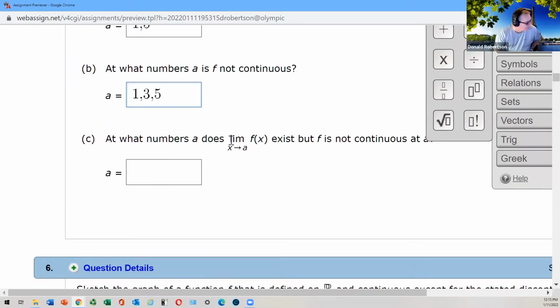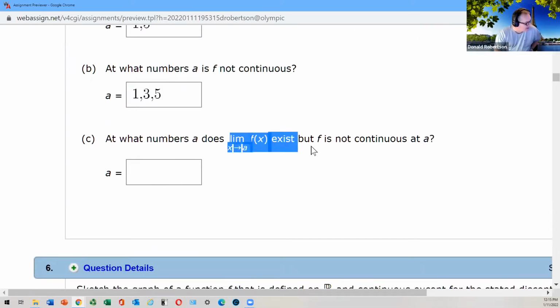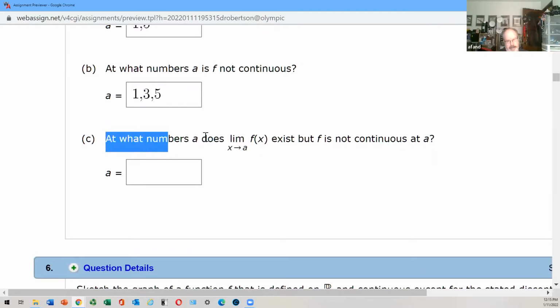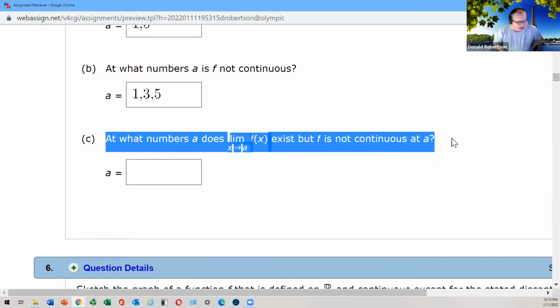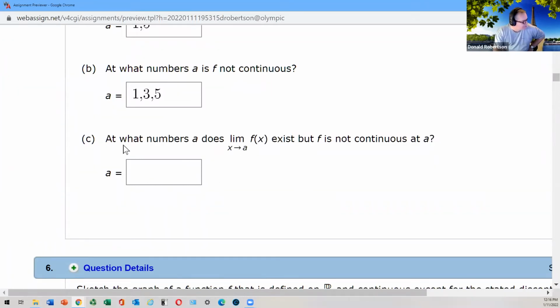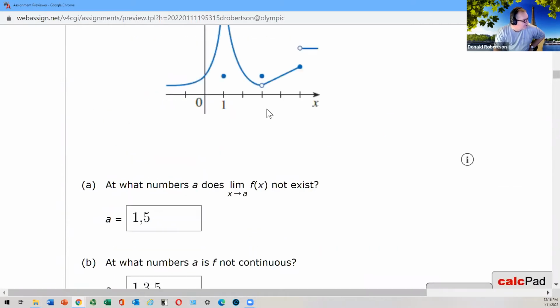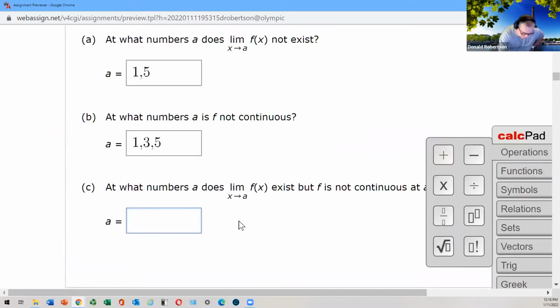Now, at what numbers does the overall limit exist, but f is not continuous? In fact, whenever they ask you that question, aren't they always asking you for where the removable discontinuities are? Isn't that the only time you're going to have the limit existing but discontinuous? Isn't that going to be a removable discontinuity? So now I've seen that a couple of times. That is the removable discontinuity, which happens to be at 3.